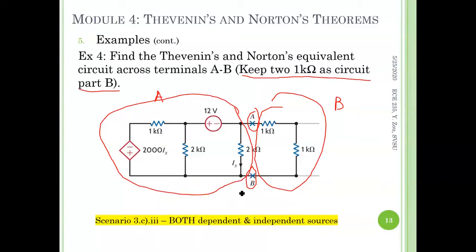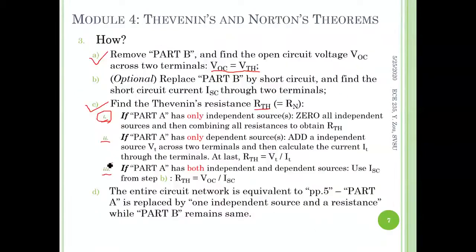So recalling the previous slide workflow, in case 3, if you have both, we need to find the ISC, the short circuit current, and then find RTH by the ratio between open circuit voltage and short circuit current. So how to find the short circuit current? We go back to step B. We need to replace the part B by a short circuit. This time we are not simply opening it, but shorting it, and then finding the short circuit current through that short circuit, which is the ISC.